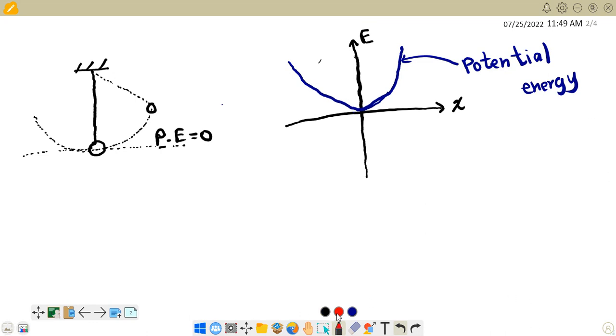Then we talk about the kinetic energy. We know that kinetic energy is minimum at the amplitude and maximum at the center of motion. Right? This curve denotes kinetic energy.